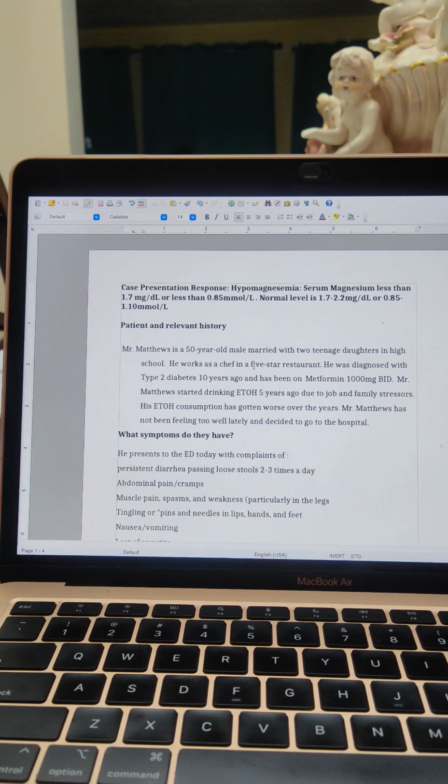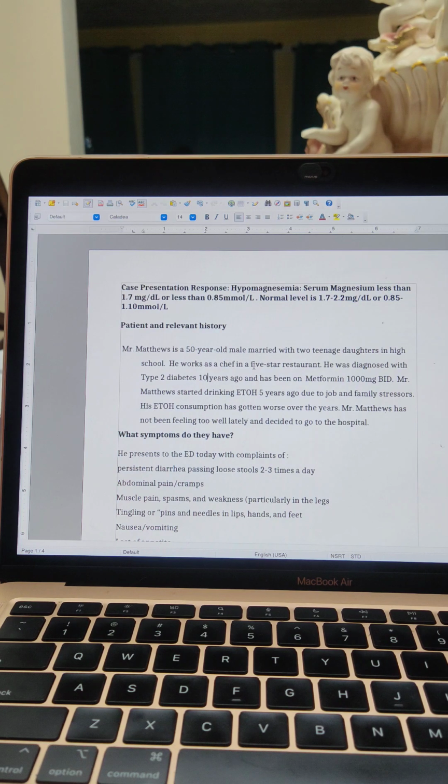So, hypomagnesemia is a serum magnesium level less than 1.7 milligrams per deciliter or less than 0.85 millimoles per liter. The normal level for magnesium is 1.7 to 2.2 milligrams per deciliter or 0.5 to 1.1 millimoles per liter. I'm going to get right into the case presentation now.